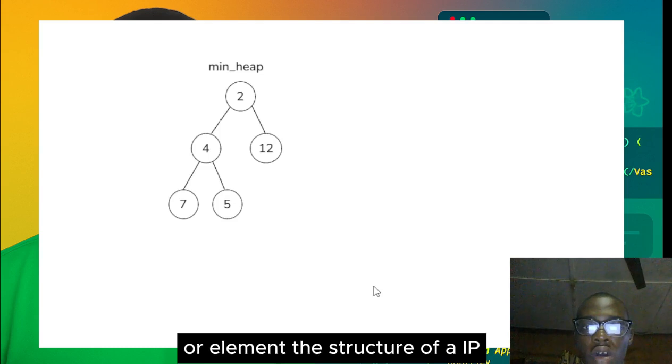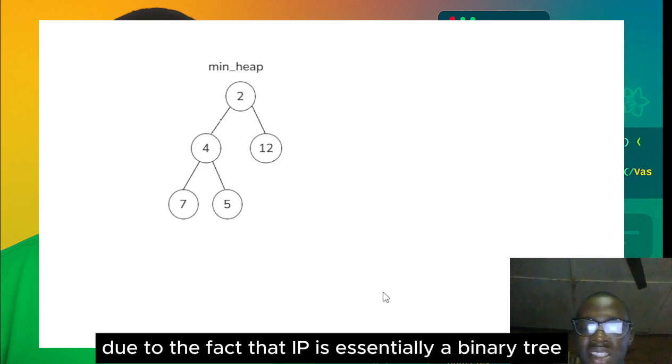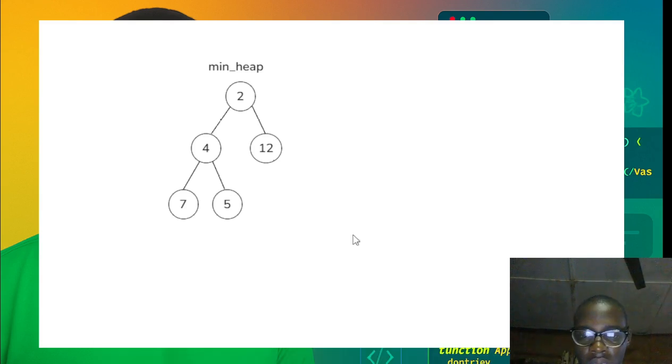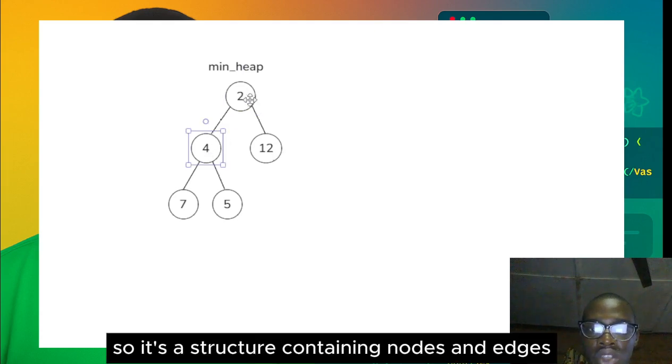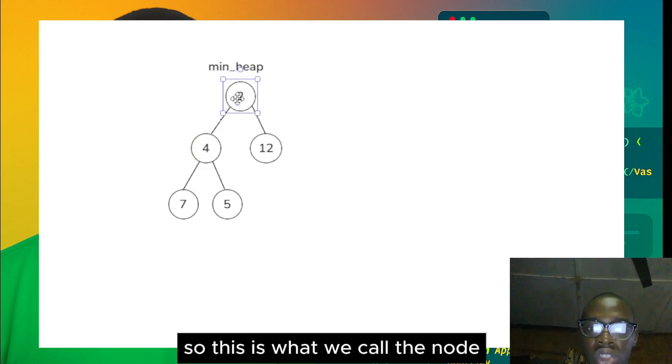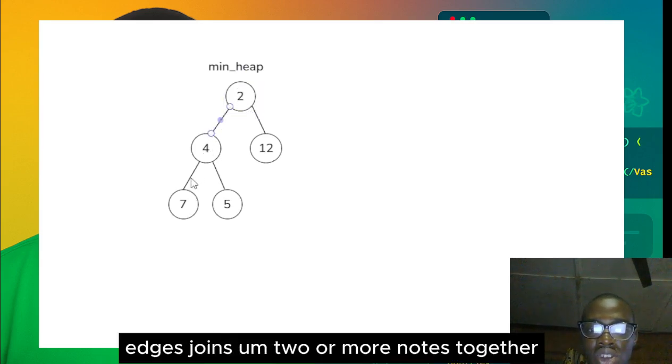The structure of a heap makes efficient prioritization possible, and this is basically due to the fact that a heap is essentially a binary tree. A binary tree is a structure that looks like a tree. It's a structure containing nodes and edges. So this is what we call the node. This is the node value for this particular node, 2. And these are edges. Edges join two or more nodes together.